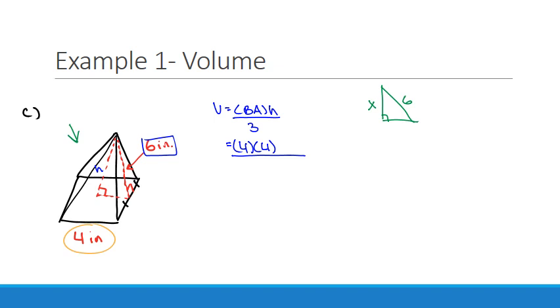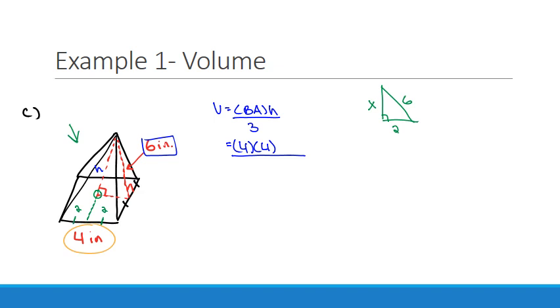I'll call that x. So that means I need to know that bottom length. What we have to remember is that the height in the pyramid always comes straight down to the center. Meaning, if I draw this out, this segment would equal this segment. So this would be 2 and that would be 2. So I know the bottom of my triangle would be 2.